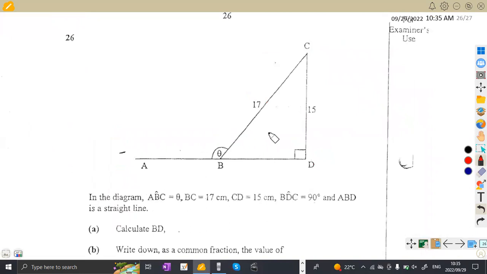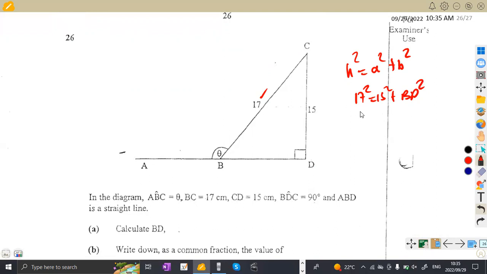Number 26, calculate BD from your Pythagoras theorem, guys. H squared is equal to A squared plus B squared. So we've got hypotenuse. 17 squared is equal to 15 squared plus BD squared. So which means 17 squared, that's 289, this and that.